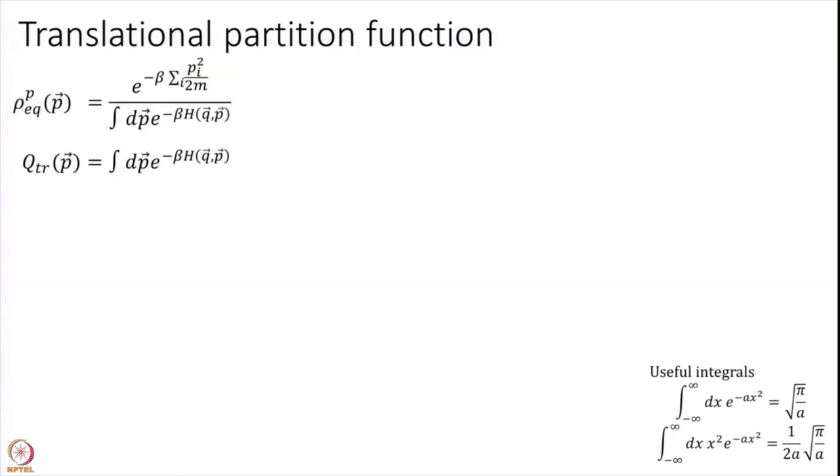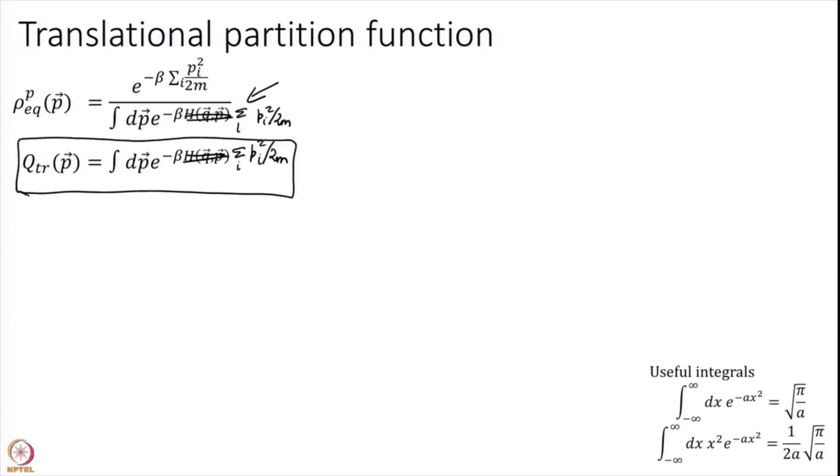So, let us look at the equilibrium function for p for a moment. We can actually simplify it a little bit more. So, I have rewritten the rho equilibrium of p right here. Now, the denominator that we have here should be sum over i of pi squared over 2m. So, this denominator that we get is called the translational partition function. Why translational? Because it is simply kinetic energy. So, this is the partition function when v of q is 0, for a free particle. So, this partition function is called the translational partition function, and we can actually simplify it and calculate it. We can find a closed form answer for this. So, let us try to do that.